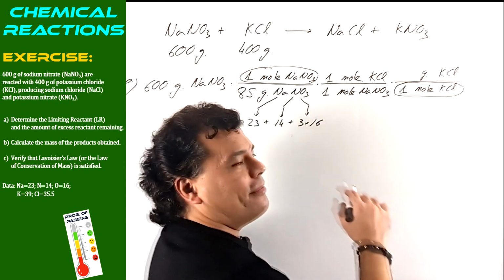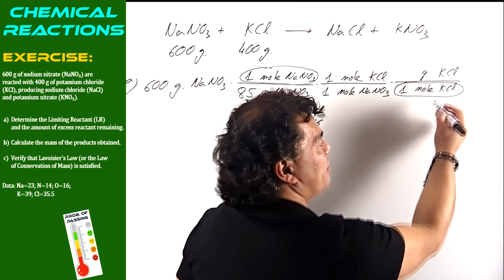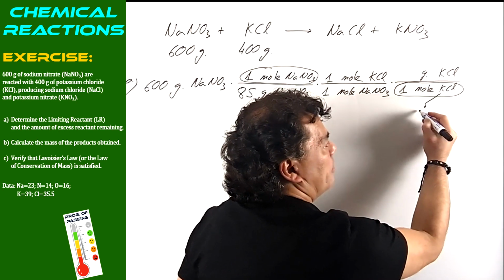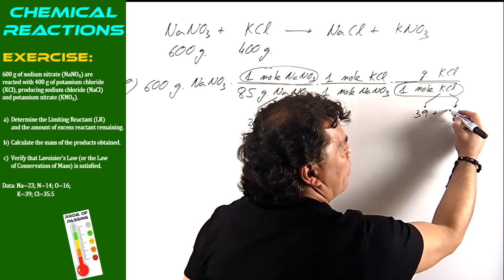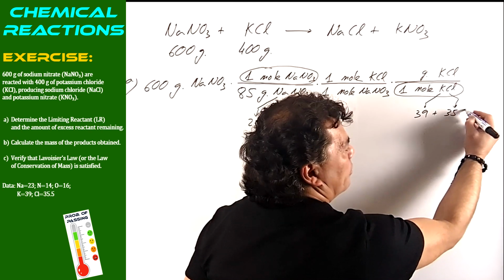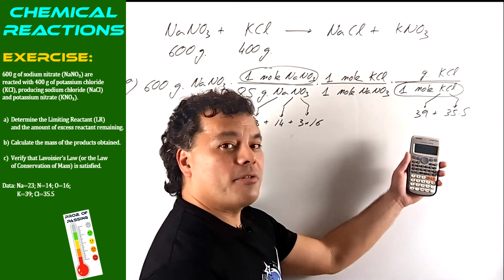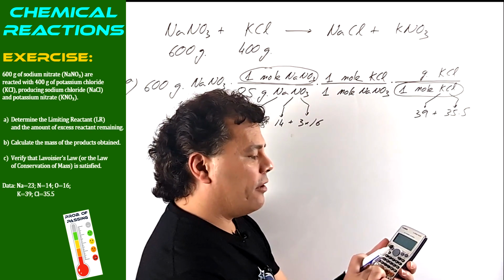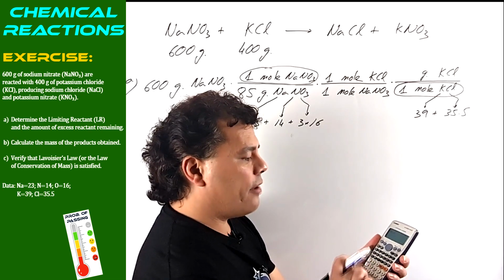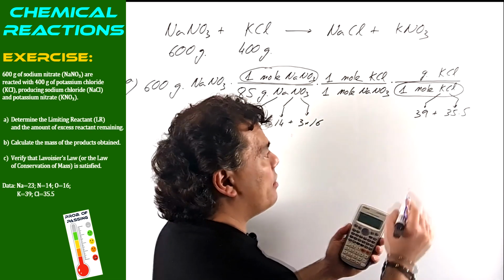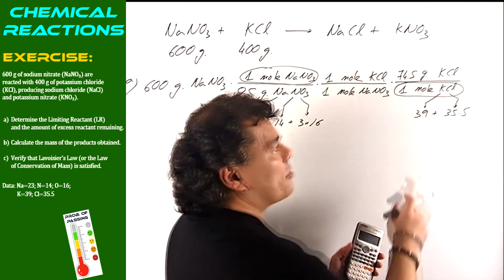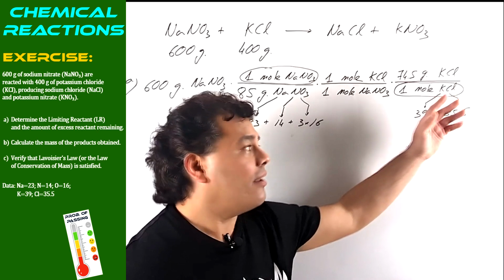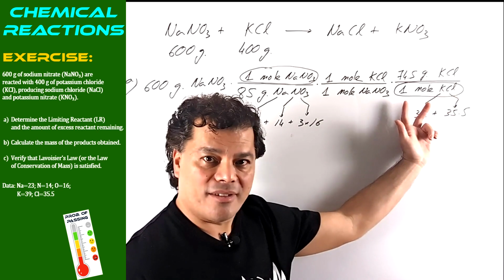Now it's time to add the atomic masses. Potassium 39 plus chlorine 35.5. Let's use our calculator to do 39 plus 35.5. It gives us 74.5 grams of potassium chloride is 1 mole of that substance.